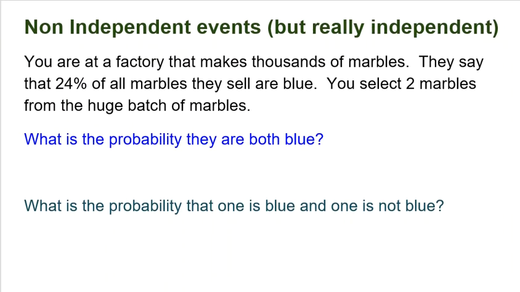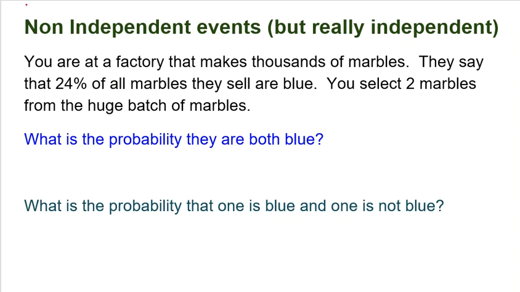Okay. Here's the deal with this. Now, why am I saying that they're non-independent, but they're really independent? All right. This is where you really need to pay attention for a hot second. All right. You're at a factory that makes thousands of marbles. Thousands. Maybe even hundreds of thousands. Tons of marbles. Now, they say that 24% of all marbles they sell and they make are blue. Okay, great. You select 2 marbles from the huge batch of marbles.